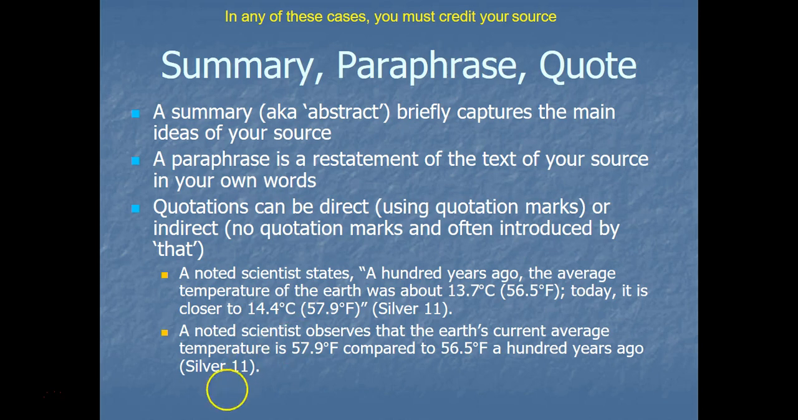So here you can see an example. This first one right here, a noted scientist states, has exactly word for word what you would find on page 11 of Silver's book. Over here, there's no quotes in the second one. So you can infer or guess from this that the author of this paper rewrote this section and summarized it or paraphrased it in their own words. And again, it came from Silver, page 11.